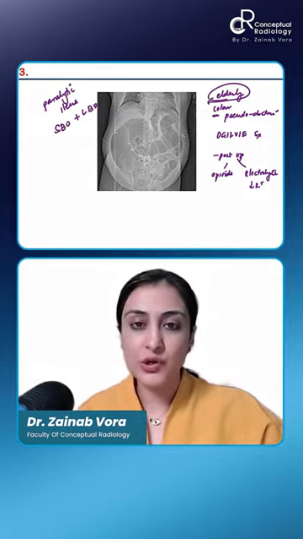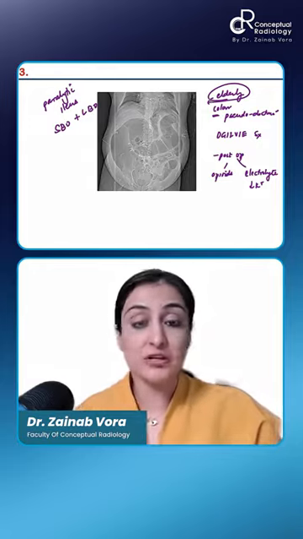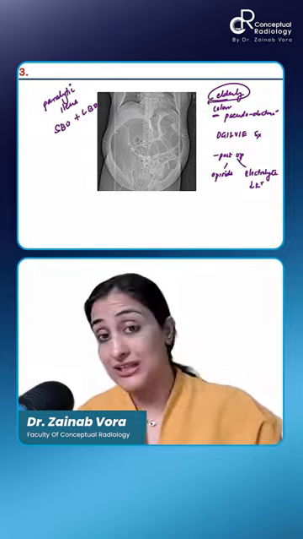Okay, so cannot really distinguish. You have to see which bowel is dilated. If it's only large bowel, then call it Ogilvie. If it is both, then call it paralytic ileus. Okay.